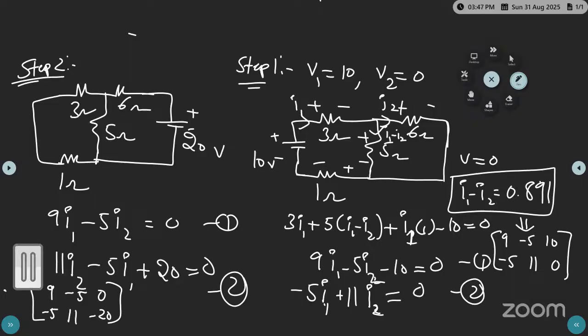You will get the I1 value and the I2 value. Here you will get the I1 value, I2 value. I1 minus I2. Add both currents, which will become the RHS. Okay.